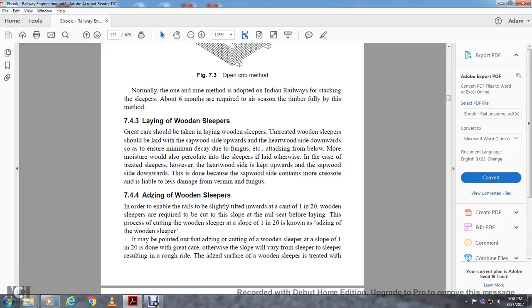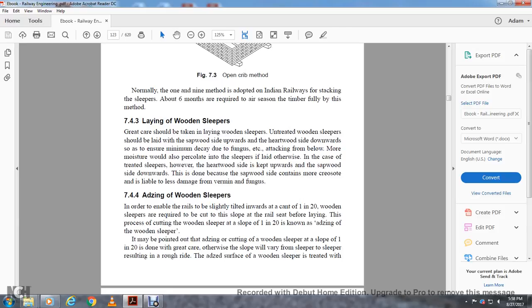Adzing of wooden sleepers. In order to enable the rail to tilt slightly inward for a cant of 1 in 20, the wooden sleepers are required to be cut to this slope at the rail seat before laying. This process of cutting the wooden sleeper to the slope of 1 in 20 is known as adzing of the wooden sleeper. It may be pointed out that adzing, the cutting of the wooden sleeper to the slope of 1 in 20, is done with great care. Otherwise, the slope will vary from sleeper to sleeper, resulting in a rough ride.